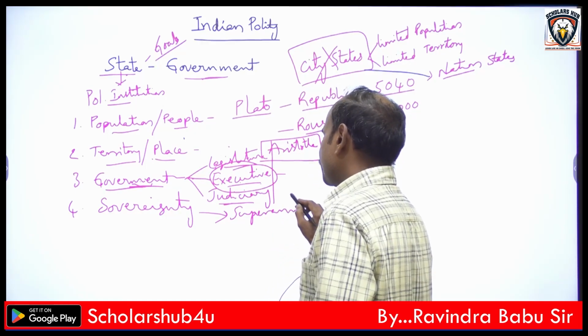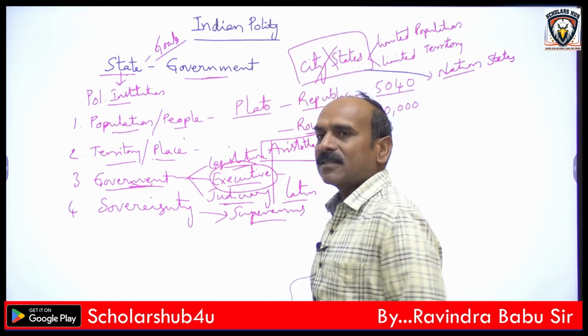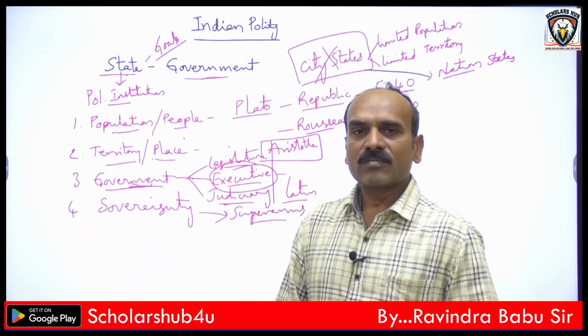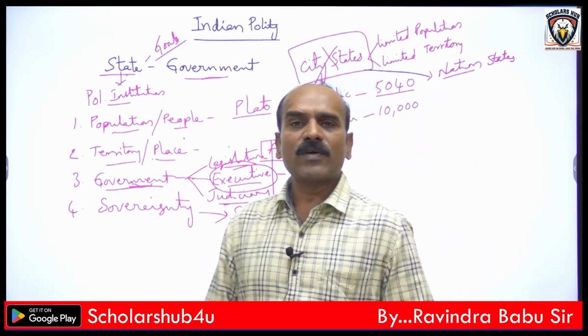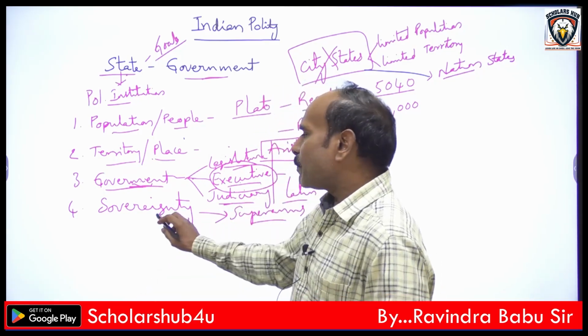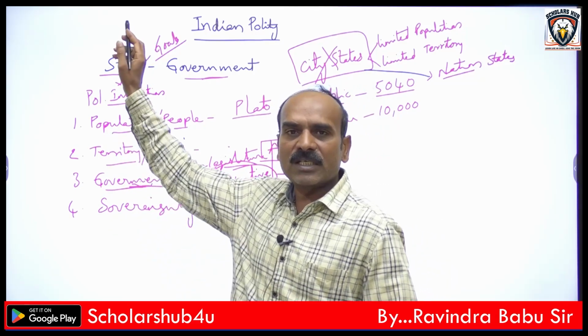A Latin word. From this Latin word superanus, this English word sovereignty emerged. So the meaning of superanus is supreme power. Sovereignty means supreme power. So the supreme power is one of the essential elements of the state.